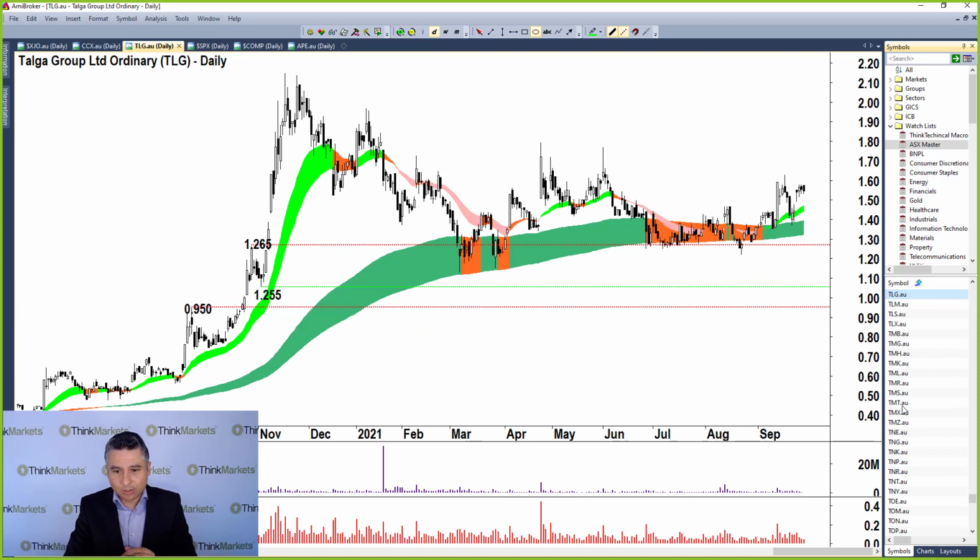TLG is the next one, Talga Group, which is one which I have followed in the past. Haven't looked at it for a while. Correct me if I'm wrong, something to do with graphite, perhaps. Anonymous attendee. Maybe an anonymous attendee can give me a name.